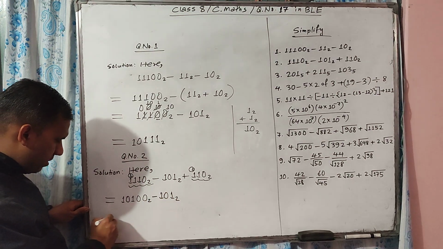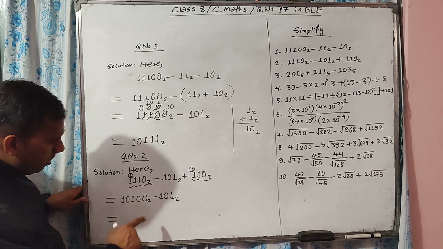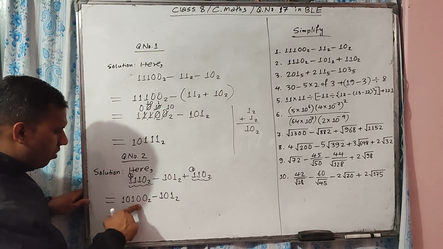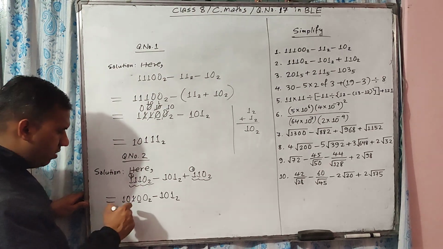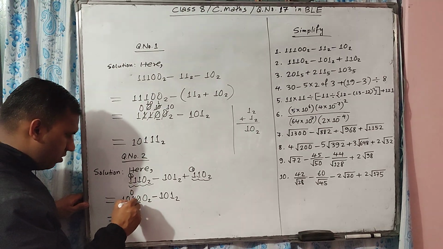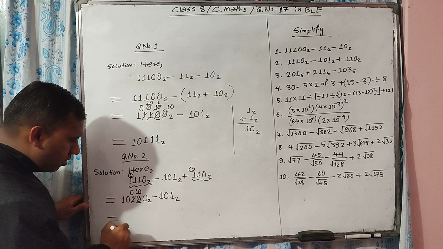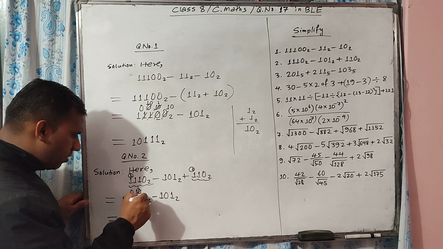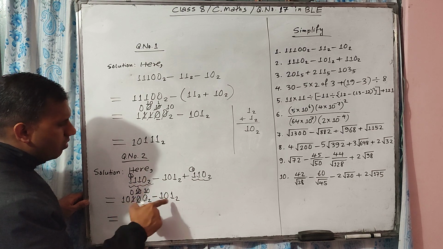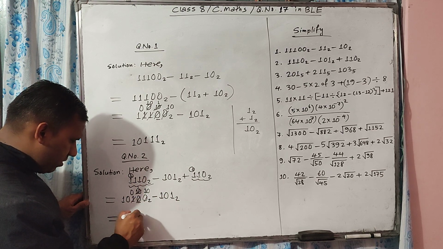Now subtraction. 0 minus 1 is impossible, so we need a borrow. 0 cannot be borrowed, so we get a borrow from this one. It becomes 0, and the 0 becomes 10. Then the next 0 becomes 10. 10 minus 1 is 1.